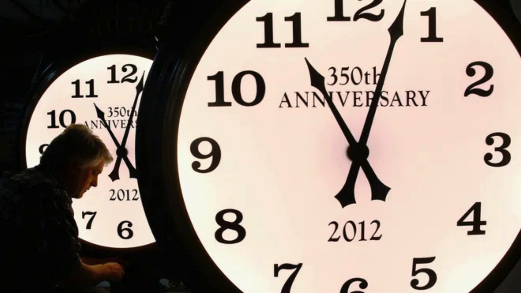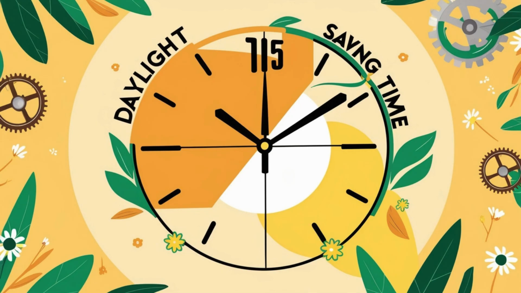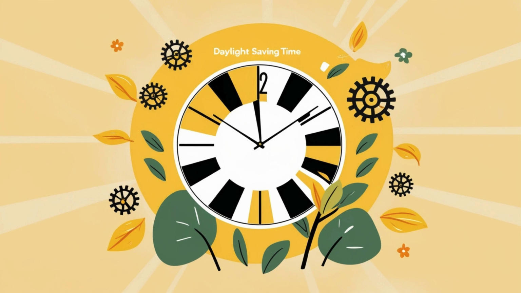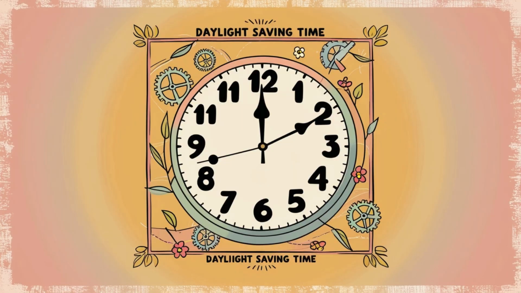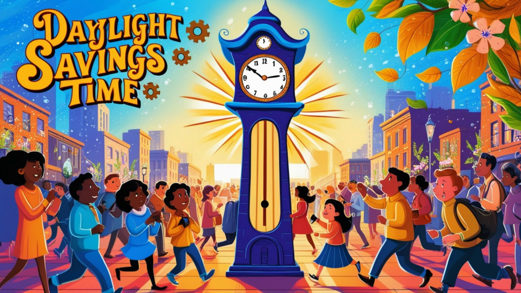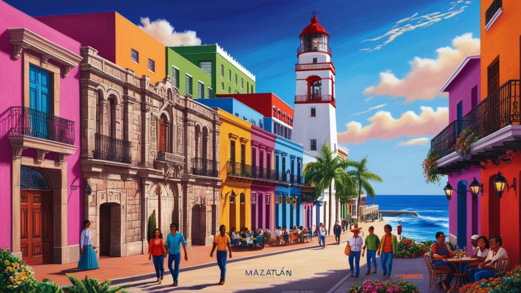Global use of daylight saving time. Today, DST is observed by over 70 countries, although the specific dates and even the rationale for its use vary widely. North America: the United States and Canada observe DST, though Arizona and Hawaii in the US do not participate. Mexico recently ended its observance of DST in most regions.